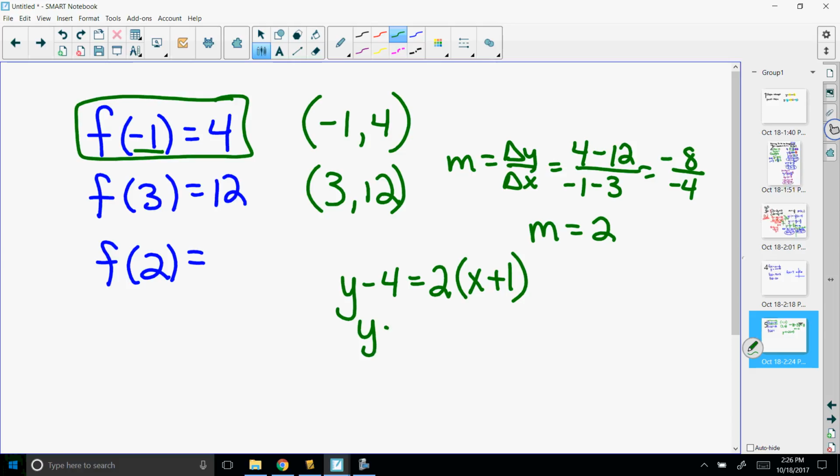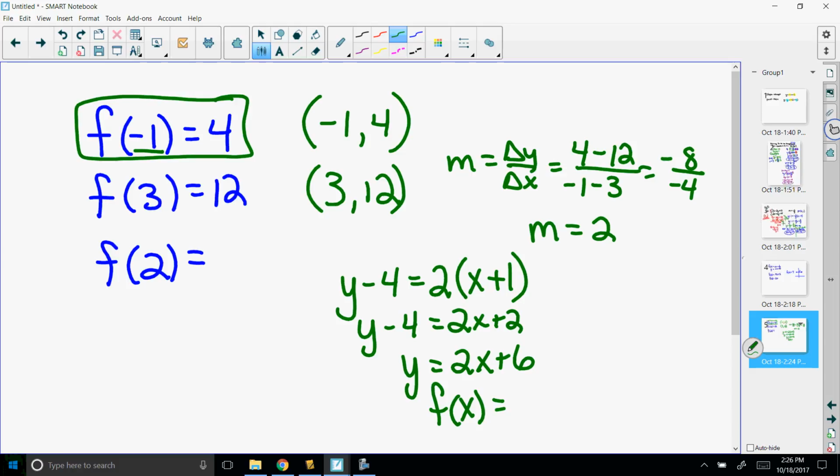So I'm going to have y minus 4 equals 2x plus 2. And then I'm going to add 4. So y is equal to 2x plus 6. And you might see it in this format. That's an equation. But functional notation is going to say f of x is equal to 2x plus 6. All of these mean the same thing.